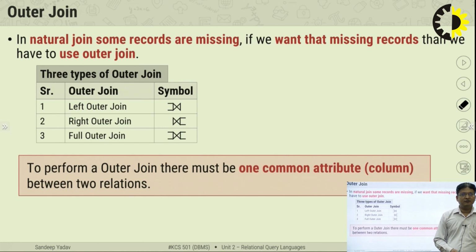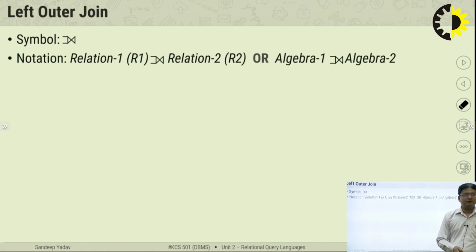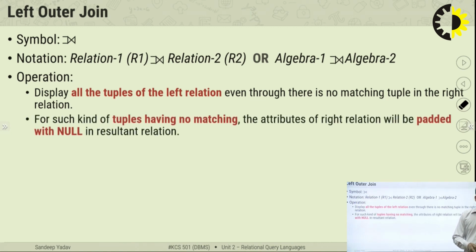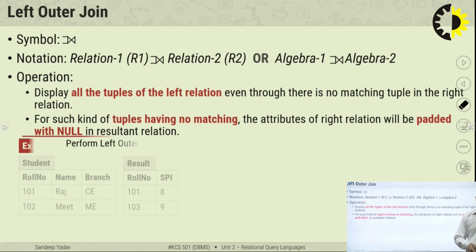So, let us see how this works. Again, for outer join to work, there must be a common attribute between two relations. Left outer join, this is the expression for left outer join, notation relation R1 left outer join relation R2. It displays all the tuples of the left relation even though there is no matching value in the right relation. For all such tuples having no match, the attributes of the right relation will be null in the result.